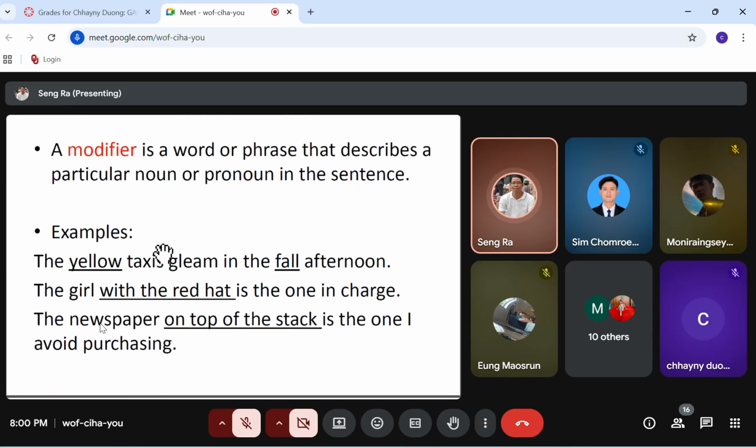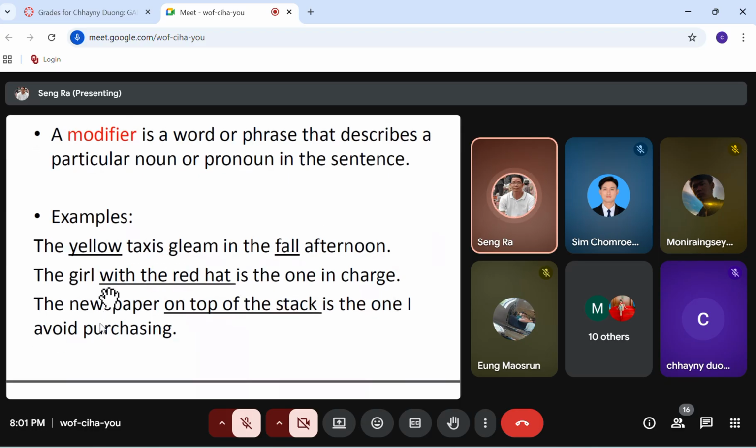Okay, look at the example. The yellow taxi gleamed in the fall afternoon. So the words underlined are the modifiers. Yellow modifies taxi, and fall, one of the seasons of the year, autumn, modifies afternoon. Now this is a noun, this is an adjective, this is a word.